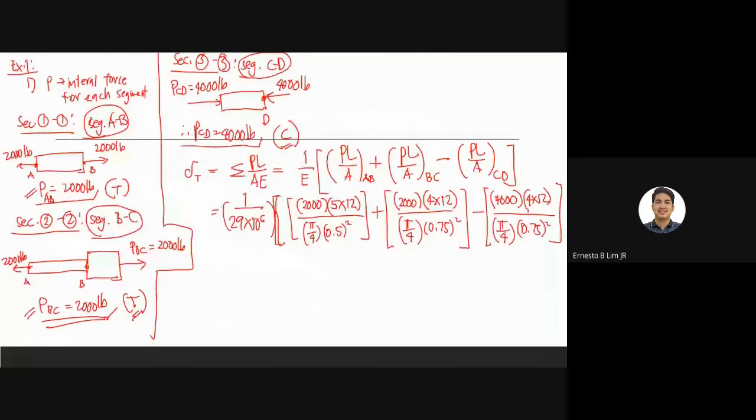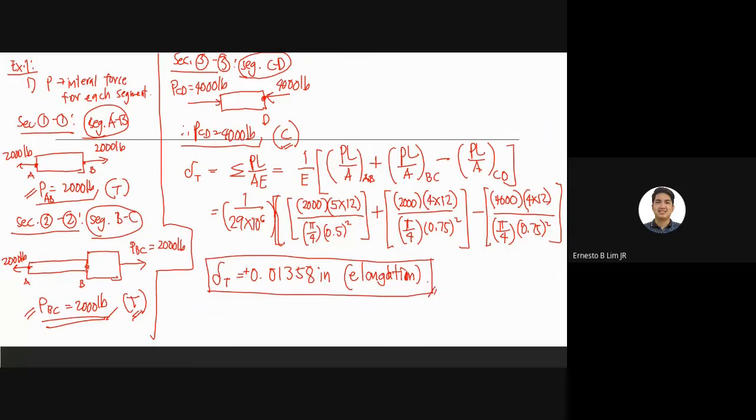If you calculate this, the total deformation is equal to 0.01358 inch. This is positive, therefore the result is elongation, or the shaft is being stretched. If the deformation is negative, then the result is shortening. So that would be for number 1.